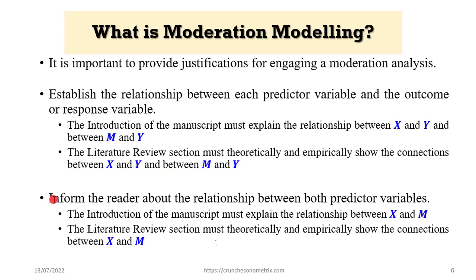You also need to inform the reader about the relationship between both predictor variables. In other words, in the introduction section of your manuscript or dissertation or thesis, you must explain that relationship existing between X and M. Also, the literature review section must theoretically and empirically show the connections between X and M. So this is a must. You must provide justification while you are engaging in moderation analysis.